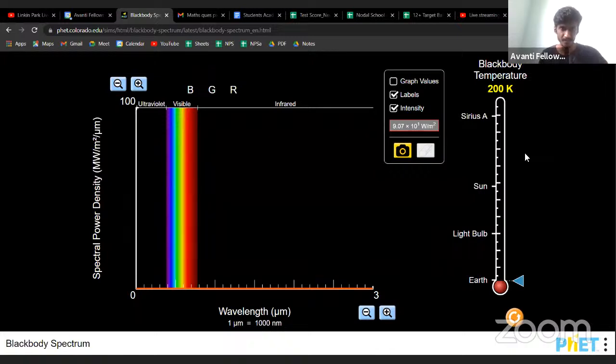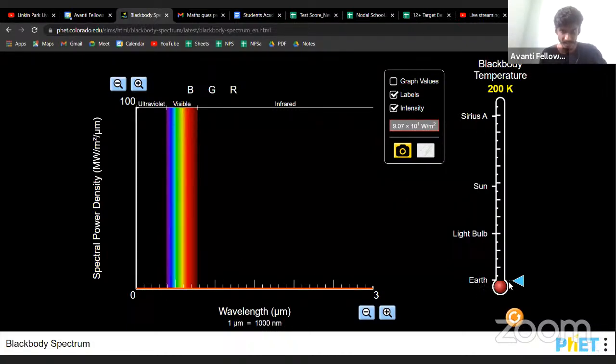So here, students, is a small simulation. What I have plotted here is spectral power, the power or intensity, on the y-axis, and on the x-axis I have plotted the wavelength of the light. Now I'm setting the temperature to 200 Kelvin. Earth's surface is almost 200 Kelvin at the poles. It's very cold. So Earth doesn't emit light. So you can't see any graph here.